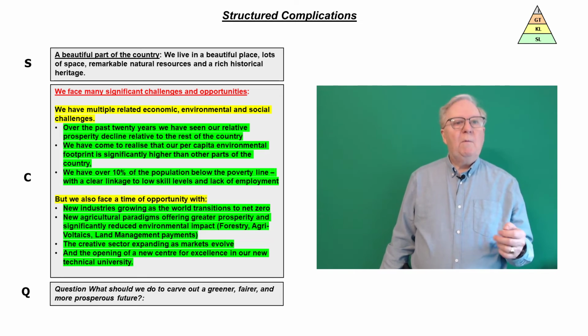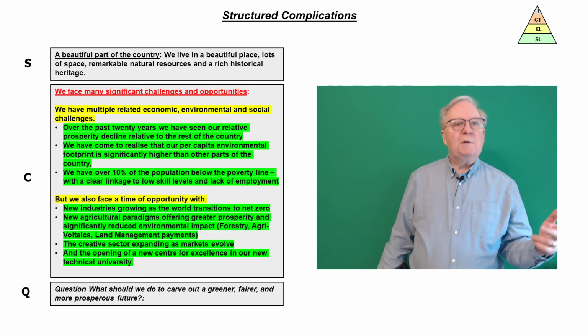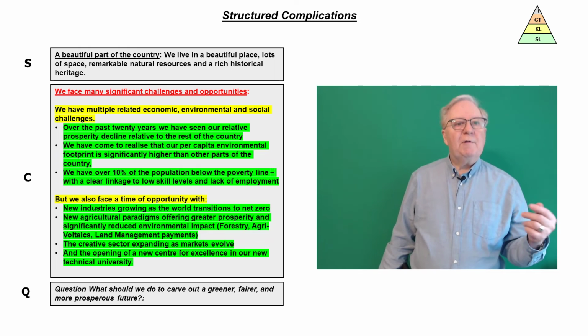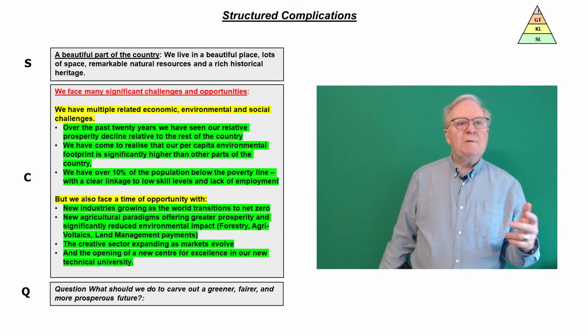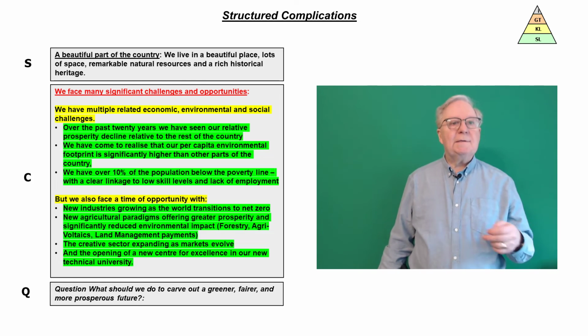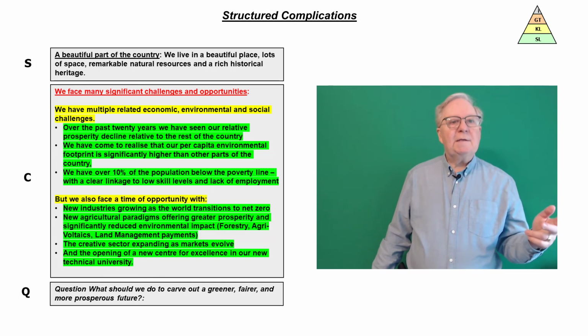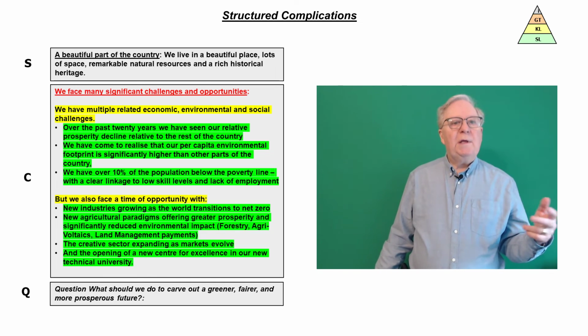And the other key line within the complication is, but we also face a time of opportunity with new industries growing as the world transitions to net zero, new agricultural paradigms offer greater prosperity and significantly reduced environmental impact, and these include forestry, agrivoltaics, land management payments, the creative sector expanding as markets evolve, and the opening of a new Centre for Excellence in our new technical university.